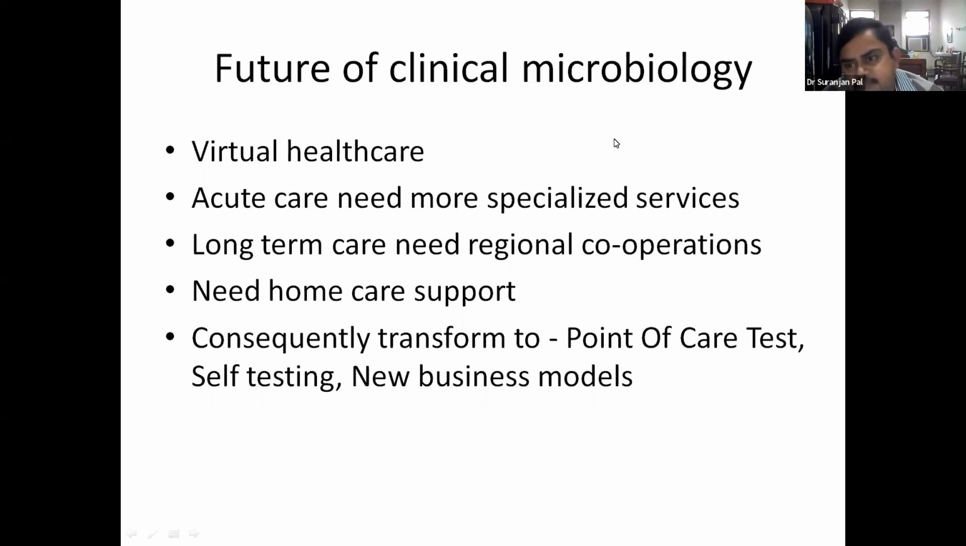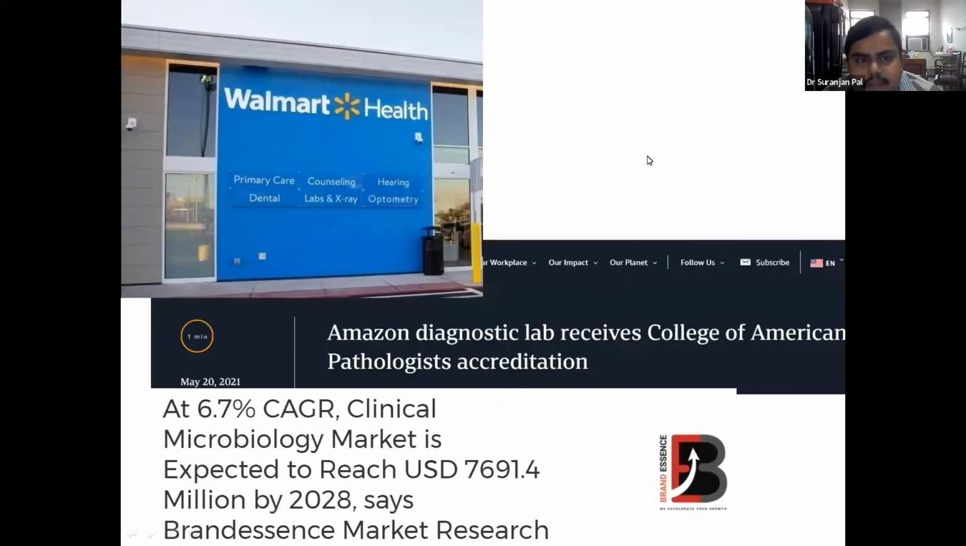And newer business models will thus come up like this, including into the point of care test. So more of the newer technology, more of rapid diagnostics, more of the funding from other business houses, not from the traditional medical businesses, like Walmart or Amazon, but they're into the medical or clinical microbiology business, where an estimated report of 6.7% increase in the clinical microbiology outcome. This is a huge market.